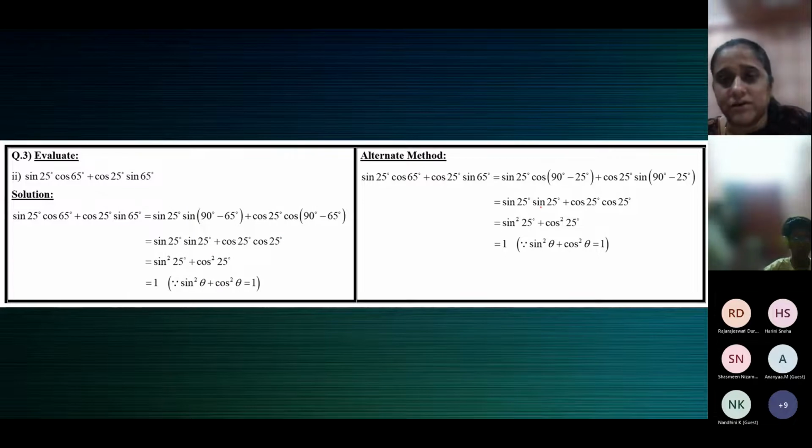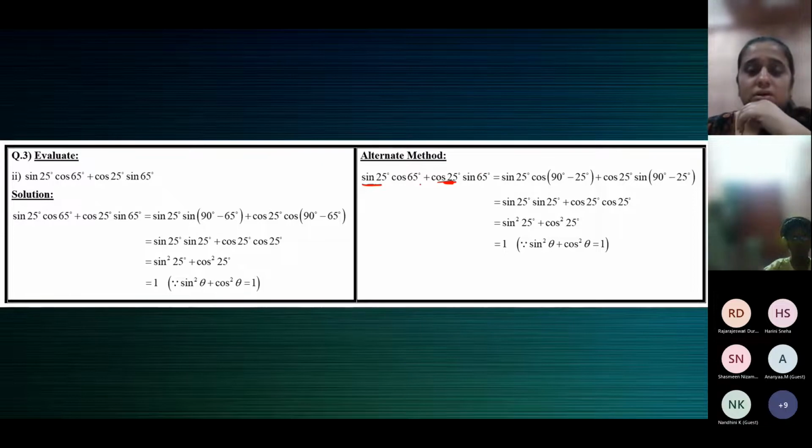In the alternate method, what we do is, again, same idea. This is sin 25. This is cos 25. I'm not changing that. I want this to become sin 25. I want this to become cos 25.